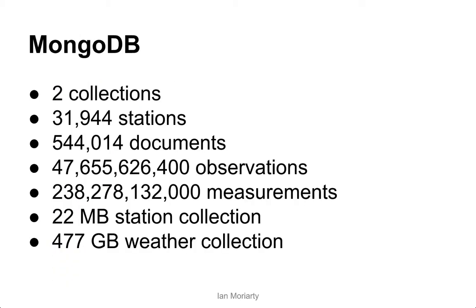So let's talk about the numbers. We have two collections in our Mongo database, which equates to 31,944 stations, and we have 544,014 documents. Each document contains a year of weather data, which is 47 billion observations, and then each observation has about 5 measurements. So that's about 238 billion individual measurements of different weather data. That could be air temperature, pressure, or something else. Station data, all 31,000 stations, is about 22 megabytes on the disk, and weather data is 477 gigabytes.